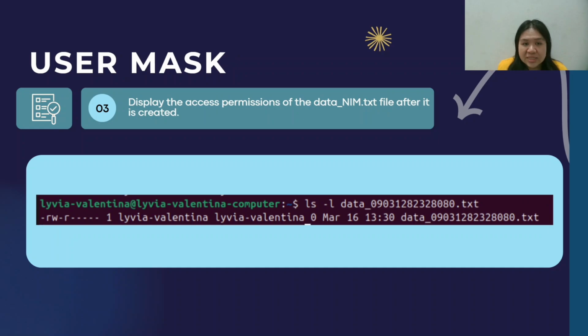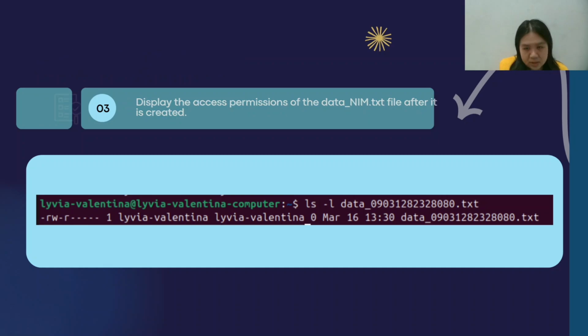And the third question is display the access permission of the data_name.txt file after it is created. I use ls -l with the file name data_090312832800.txt to display the access permission of the file. It displays that the user can read and write, the group has only read access, but others don't have access to this file.